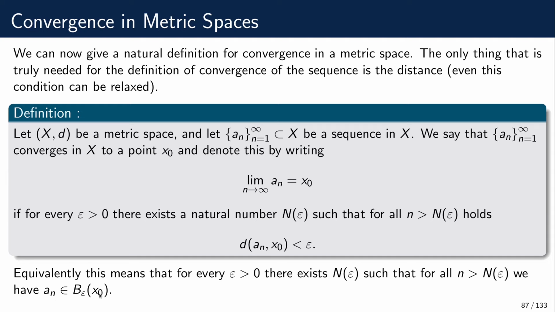And so this general notion of saying that a sequence converges to a point x0 in a metric space is the same as saying that every epsilon neighborhood of this point, or open ball around x0 with radius epsilon, contains almost all the elements of the sequence. That means all except for maybe finitely many.